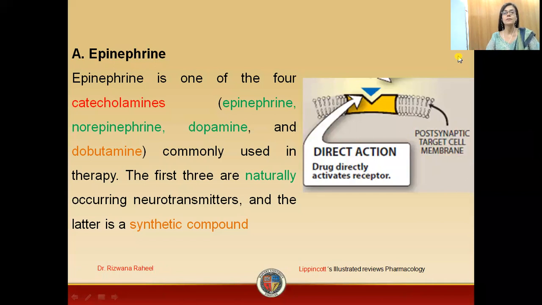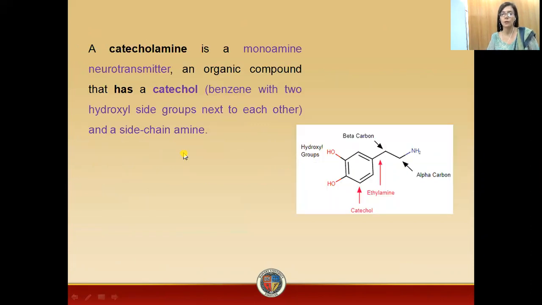So other examples of catecholamine other than epinephrine are norepinephrine, dopamine and dobutamine. So among these substances, epinephrine, norepinephrine and dopamine are the naturally occurring neurotransmitters, while dobutamine is actually a synthetic compound. Now, coming towards that, what is catecholamine? Catecholamine is basically a monoamine neurotransmitter. So, now what are catecholamines?